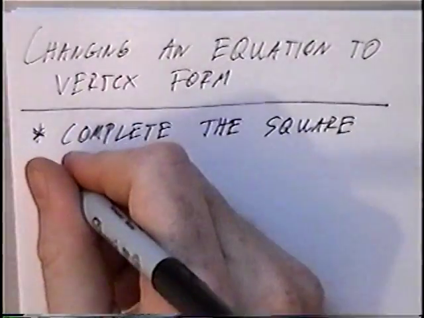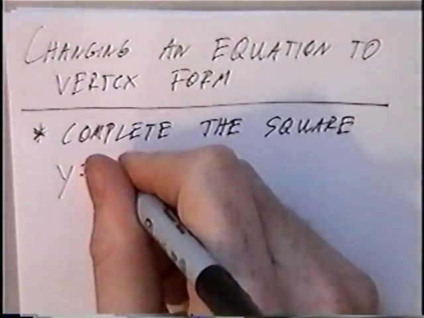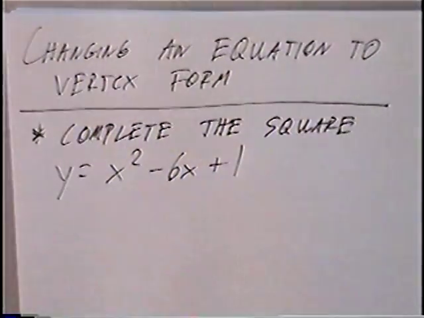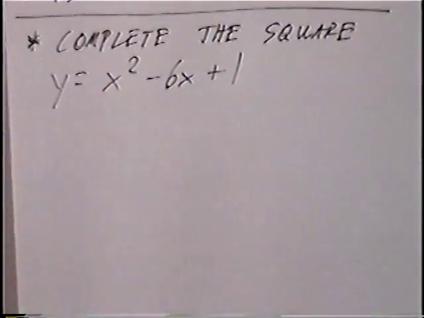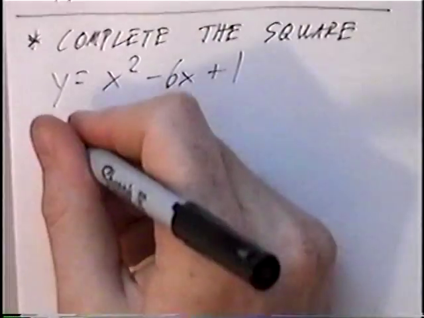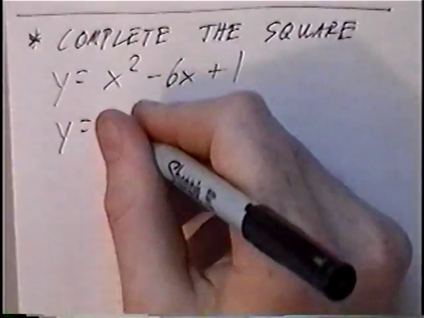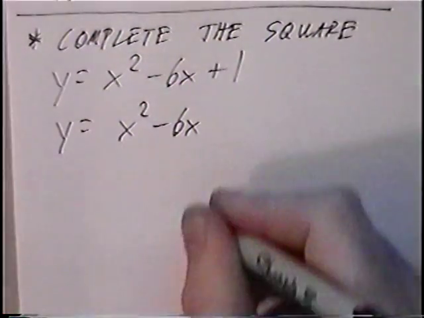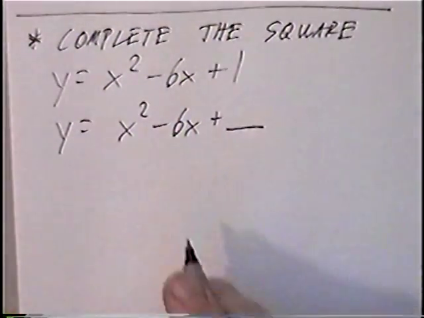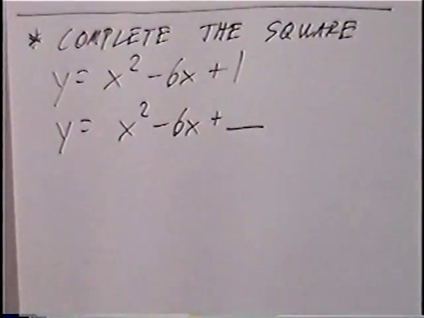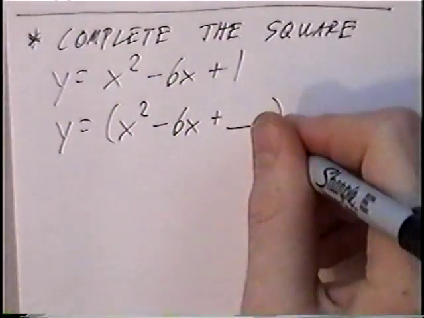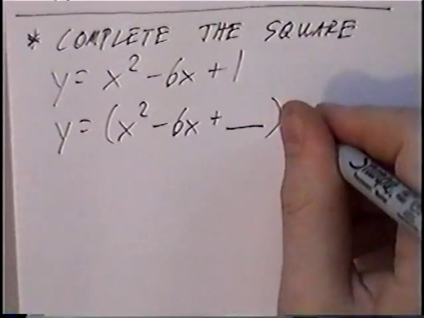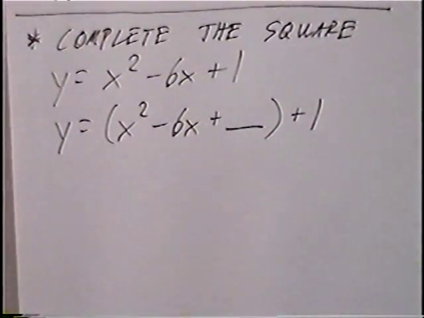First equation for the section, y equals x squared minus 6x plus 1. To complete the square, we can rewrite y equals x squared minus 6x, and to that we'll add a blank spot or a number with which we'll complete the square. Putting this first part in parentheses, this will be our factored form. The plus 1 we'll put outside the parentheses.